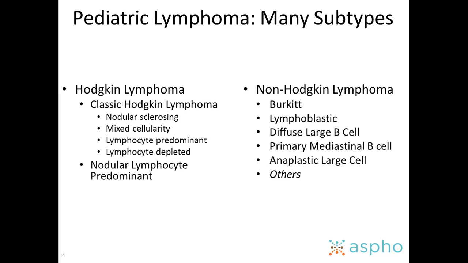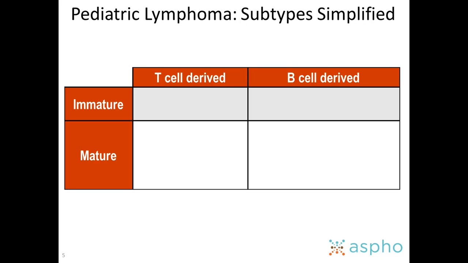Pediatric lymphoma has many subtypes. As you can see, there are 4 different histologies for classic Hodgkin lymphoma, then there's the nodular lymphocyte predominant, then a bunch of names of non-Hodgkin lymphoma, and I have never found this categorization very helpful.